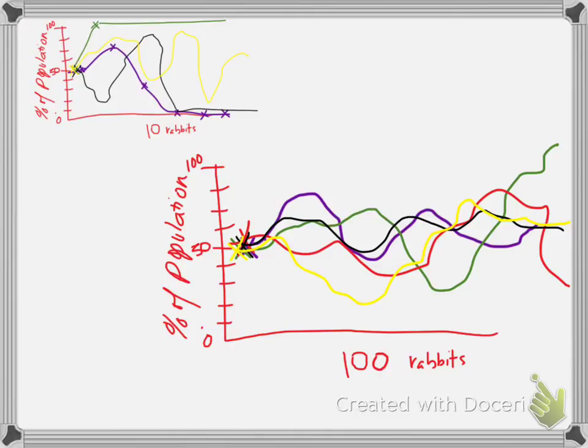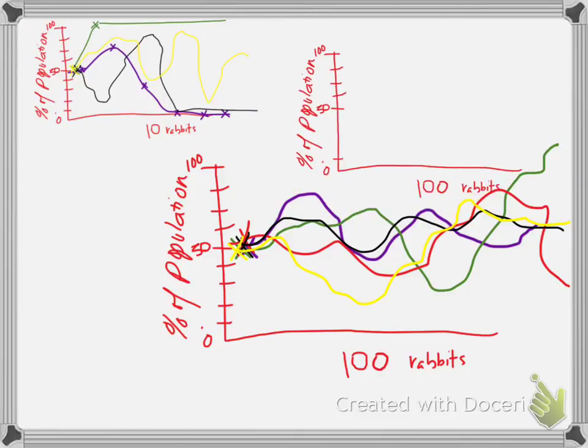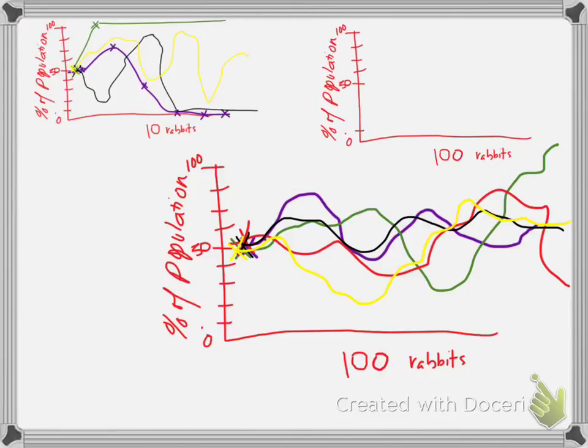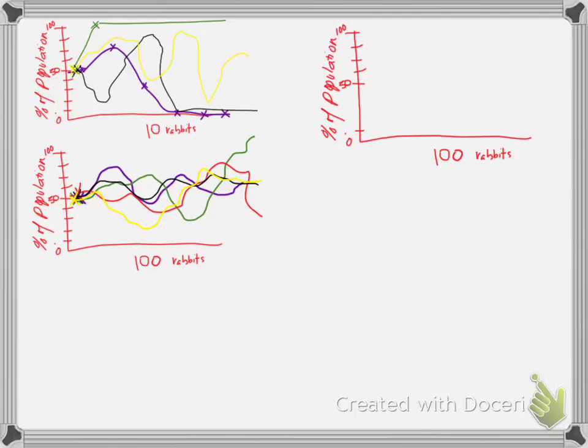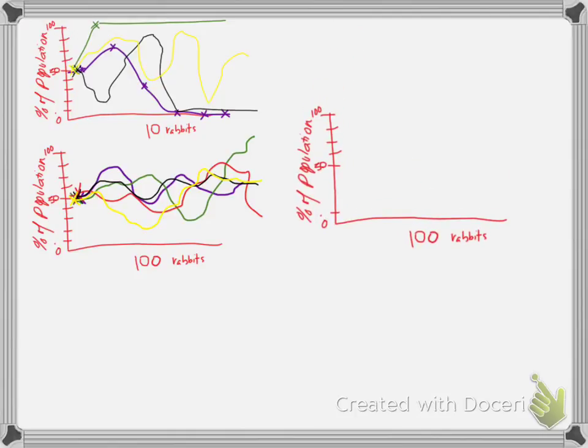Now what if we were to look at a population with 1,000 rabbits? Copy. Paste. So I'm going to shrink down my 100 rabbits scenario. Set that over there. And now we're going to look at a 1,000 rabbit population. And we could keep adding bunnies all day. Bunnies are actually very good at that. So now we're going to look at 1,000 rabbits.